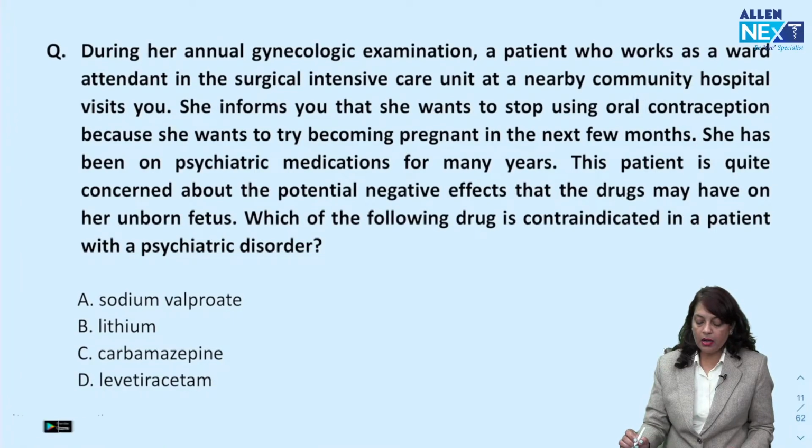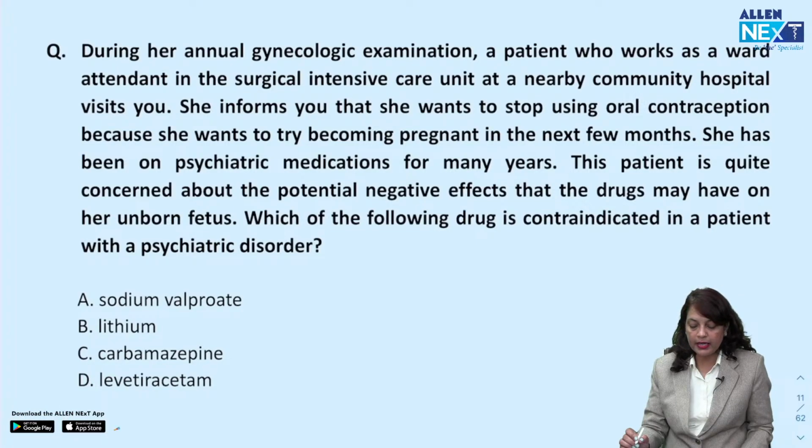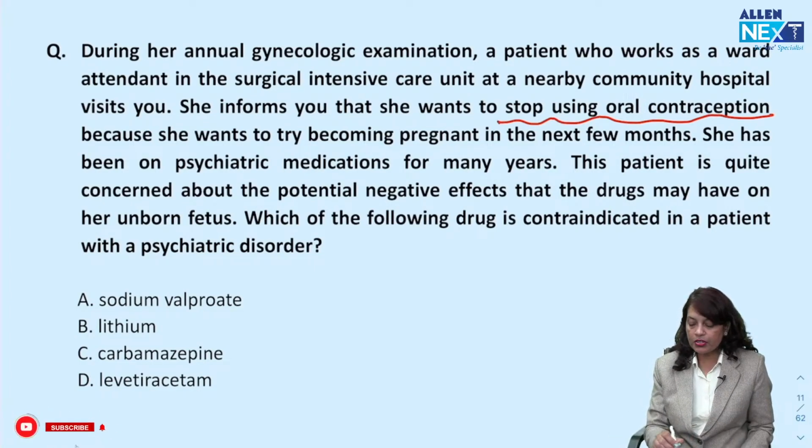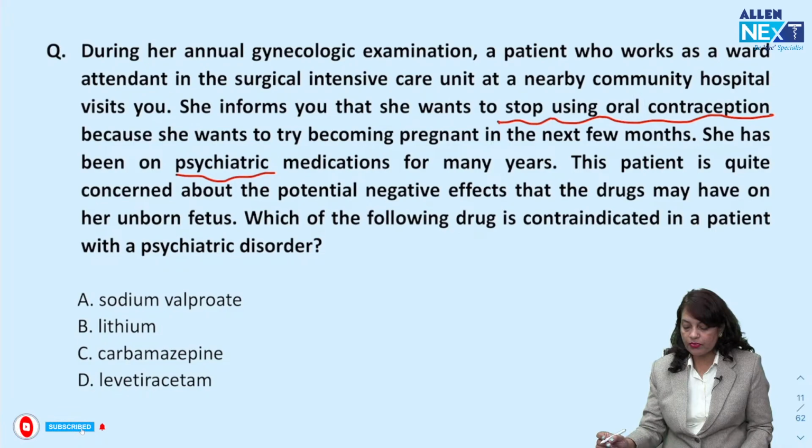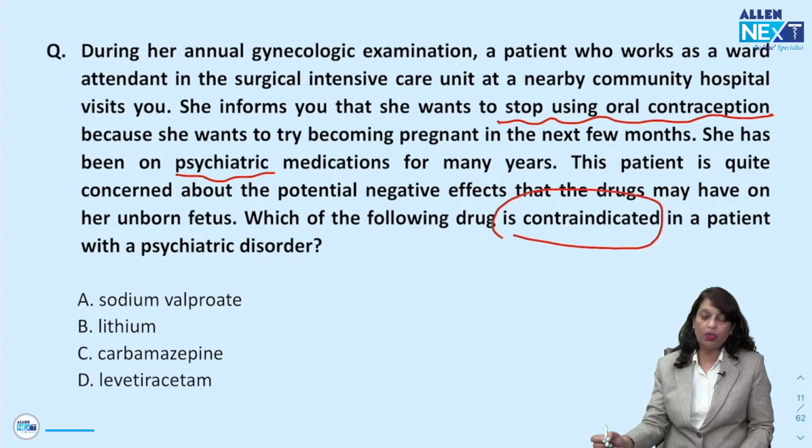Now, during her annual gynecological examination, a patient who works as a ward attendant in the surgical intensive care unit at a nearby community hospital visits you. She informs you that she wants to stop oral contraceptive pills because she is trying to get pregnant in the next few months. So she has been on psychiatric medication. Okay, this patient is quite concerned about potential negative outcome of the anti-epileptic drugs. Which of the following drug is absolutely contraindicated in pregnancy?